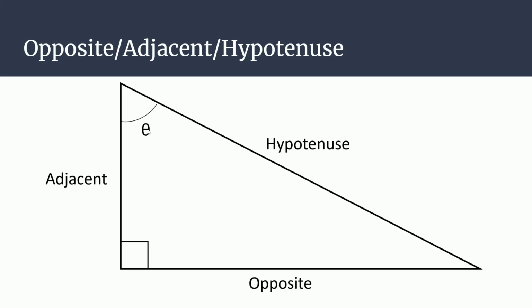Theta. There's going to be a side of the triangle touching theta that is not the hypotenuse. This is the adjacent side. And finally there is opposite. The opposite side is directly across from theta. It's opening.